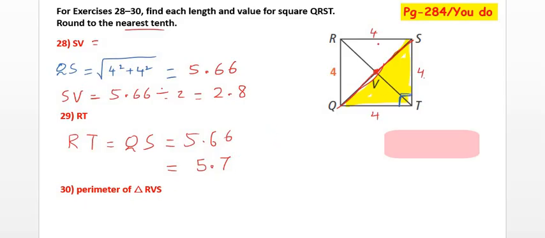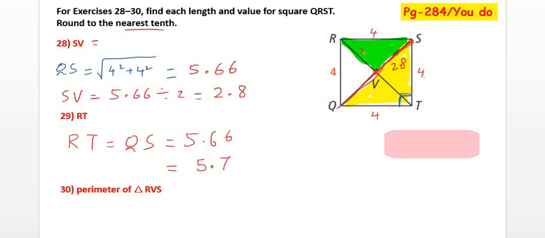Where is the triangle RVS? So this is R. Where is RVS? This triangle. Let me highlight it for you with a different color. This one. What is the perimeter of this triangle? Okay, now we know how much SV is. How much is this SV? We already found it. It's 2.8.